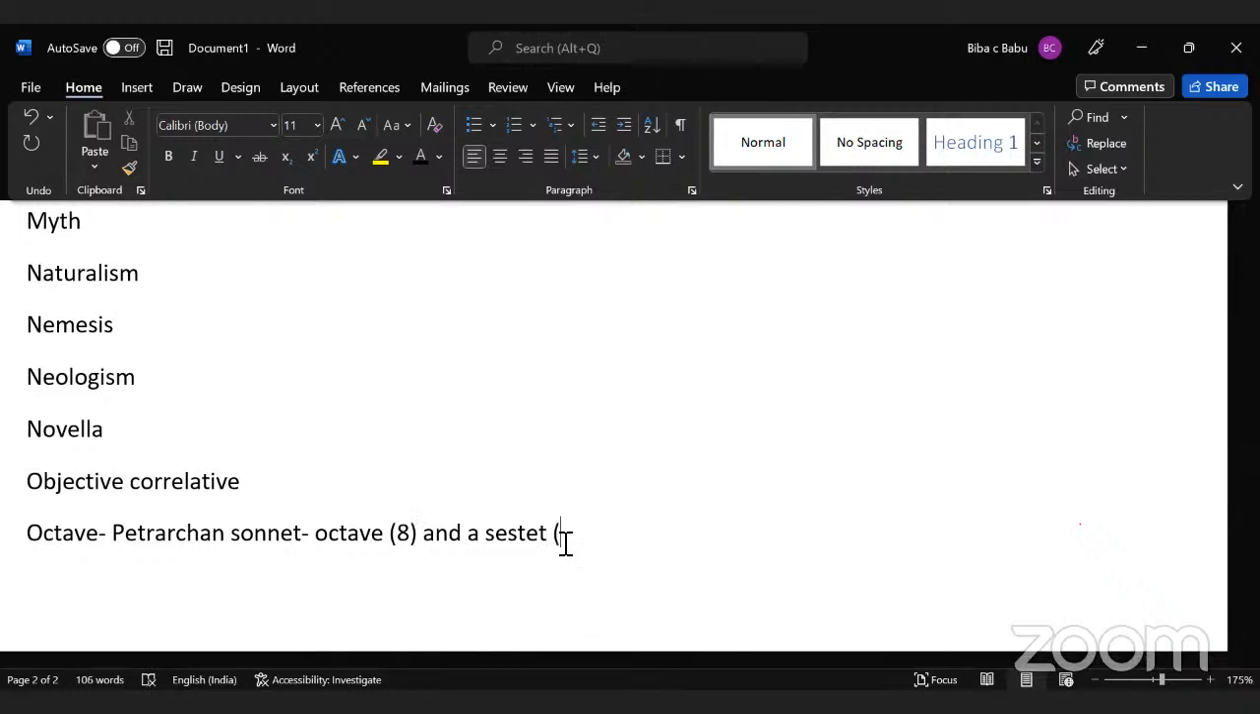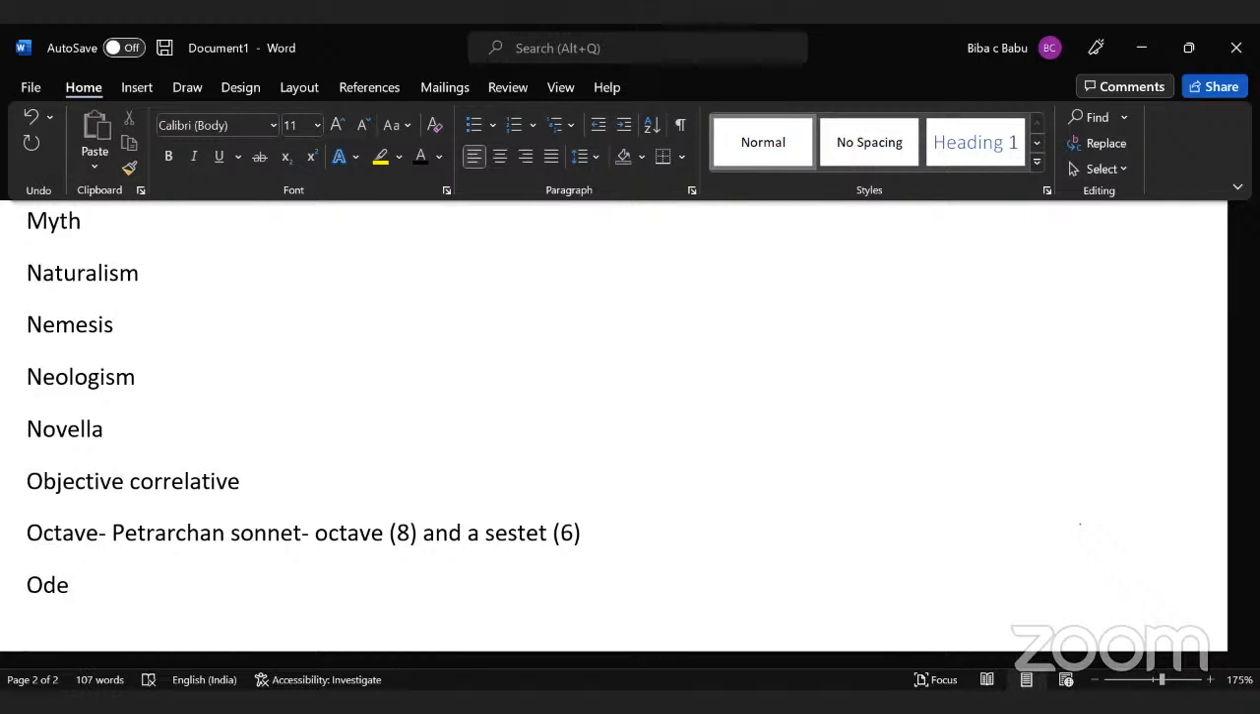It will be 6 lines. Anyway, it is 14, so 8 plus 6 is 14. Remember, sestet is 6 lines, octave is 8 lines. That is octave. Octave is an 8-line form.